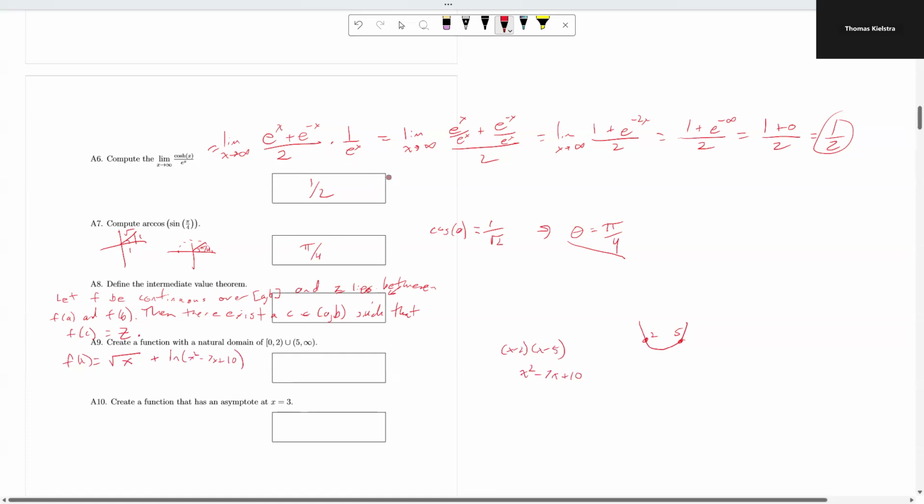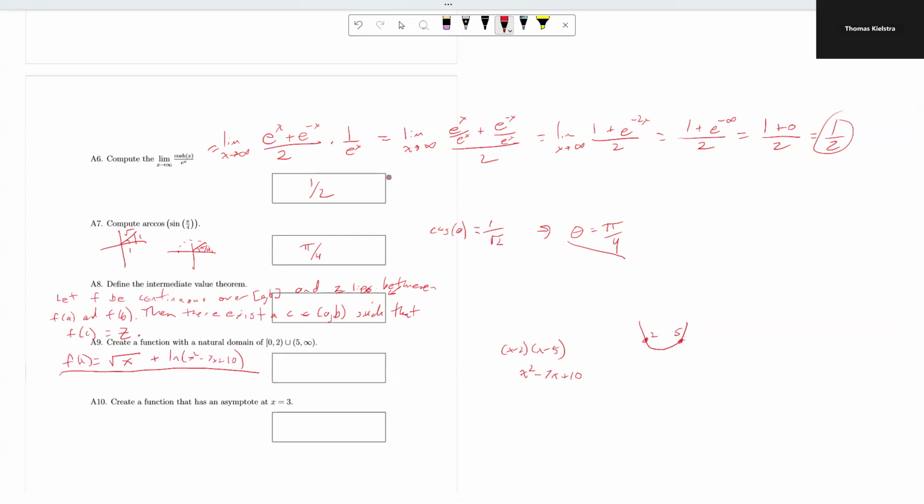And now I can't be between 2 and 5, and I have to be greater than 0. And this is my function. Break it up into those two pieces, remove all the negative values, then remove the values between 2 and 5. And that is my function.